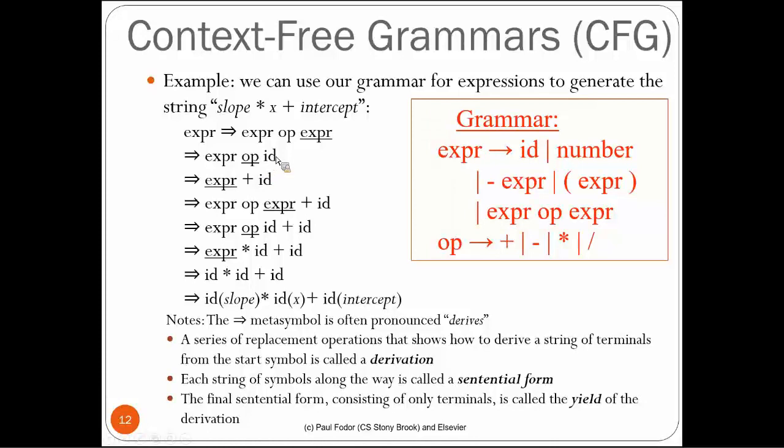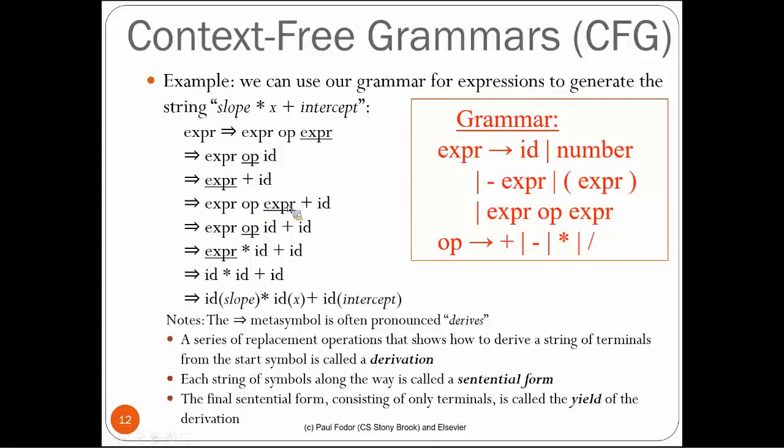Now the expression operator ID. The rightmost non-terminal is operator. Again, we can choose any one of the operators. Let's choose plus. Now the rightmost non-terminal is again expression, which we can replace using the production rule that says expression is expression operator expression.